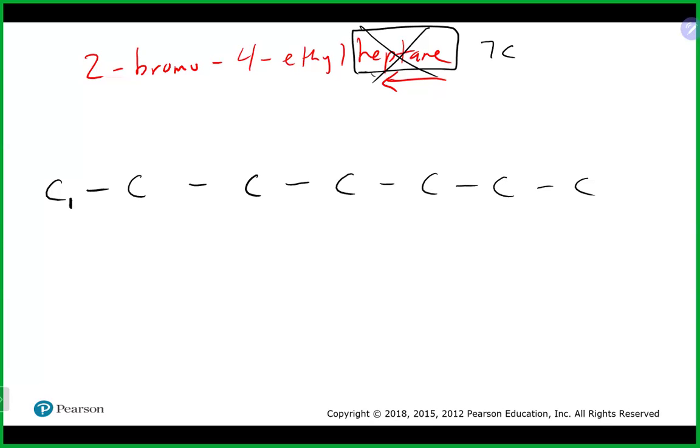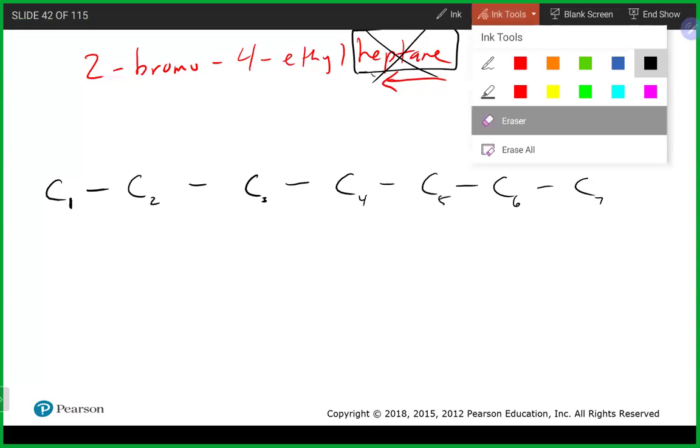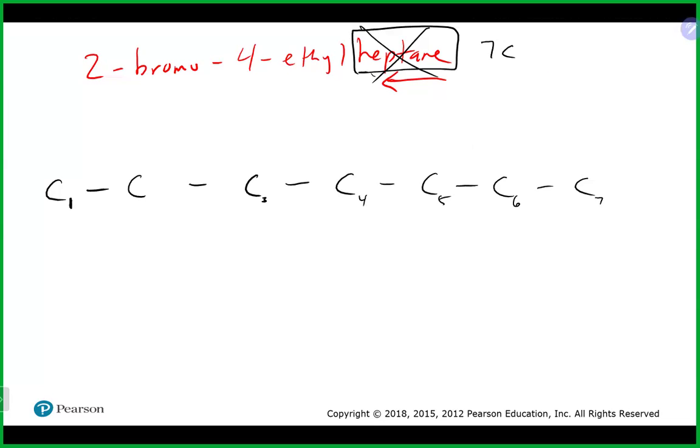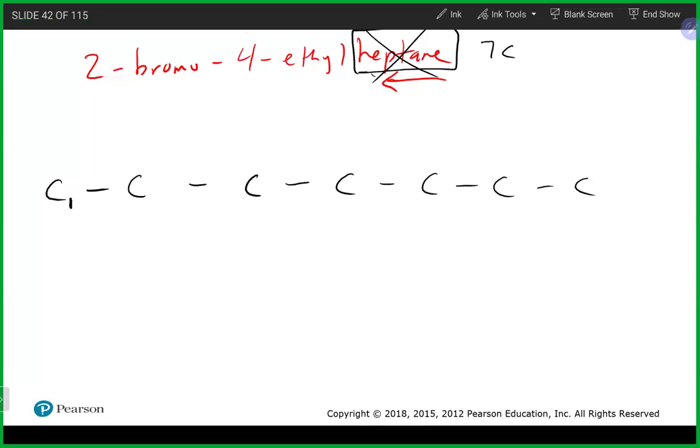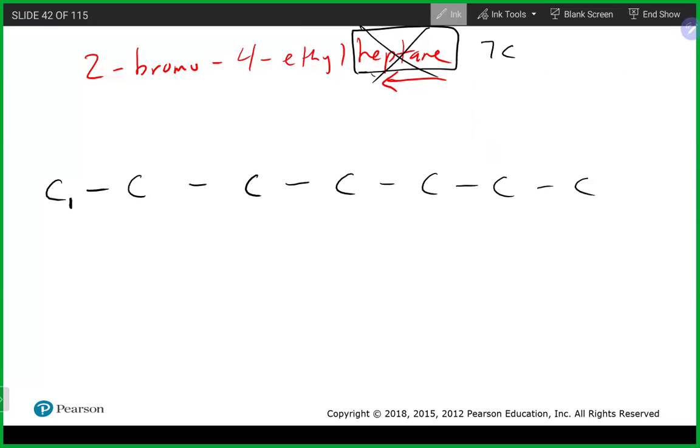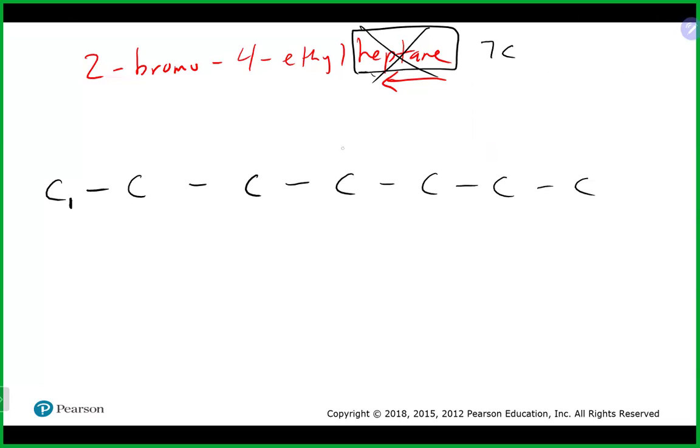So right next door would be carbon number 2. Obviously, carbon number 3, carbon number 4, carbon number 5, carbon number 6, and carbon number 7. Not that you need to write the numbers there, but that is the way I'm going to be numbering these guys. All right, so now that I've decided that's the way I'm going to go, obviously I got to stick with it, right? So I'm going to go to carbon number 4 for me, which should be right around here.